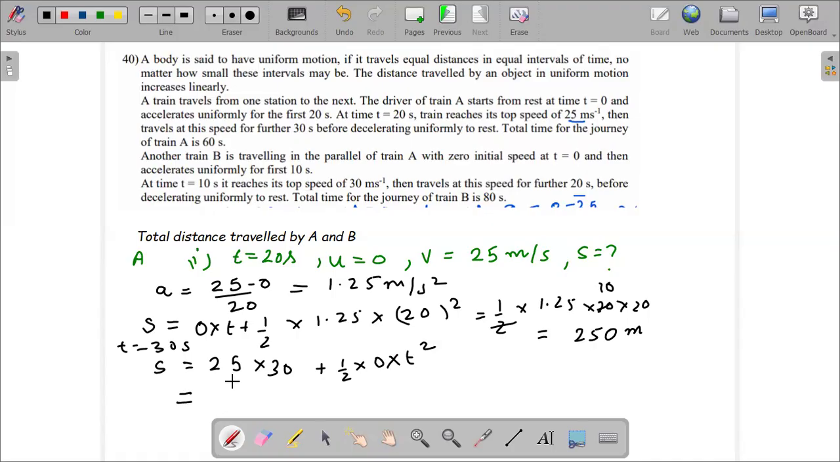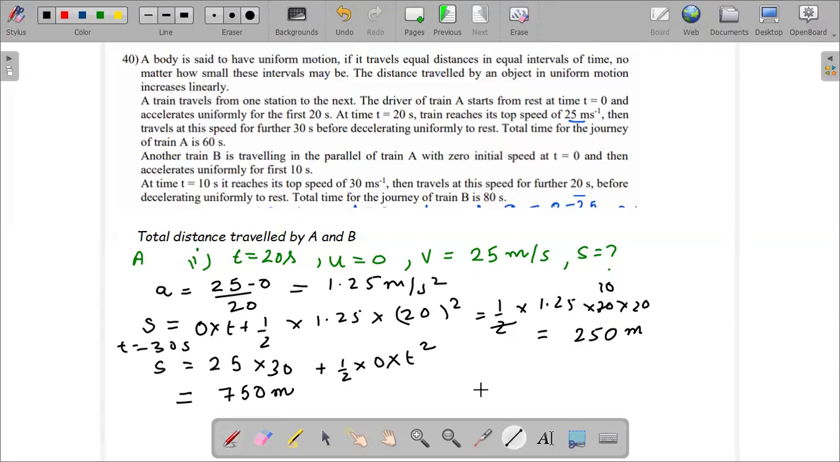Yes, sir. So see, 25 times 30, that is 750 meter of distance traveled. So up to now, A has traveled a distance of 250 here, 750. So it has traveled a total of 1000 meters. But still there are 10 more seconds for it to travel as it decelerated for 10 seconds. See, the total time was 60 seconds. All right. So either you do it like this, or there was one more way. I'll tell you that way also.